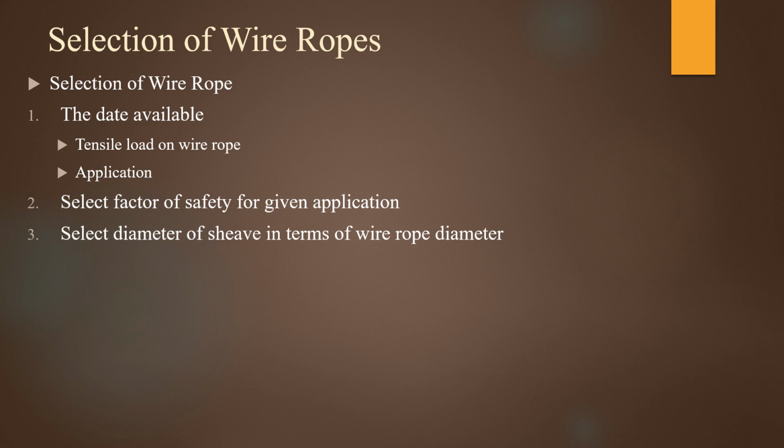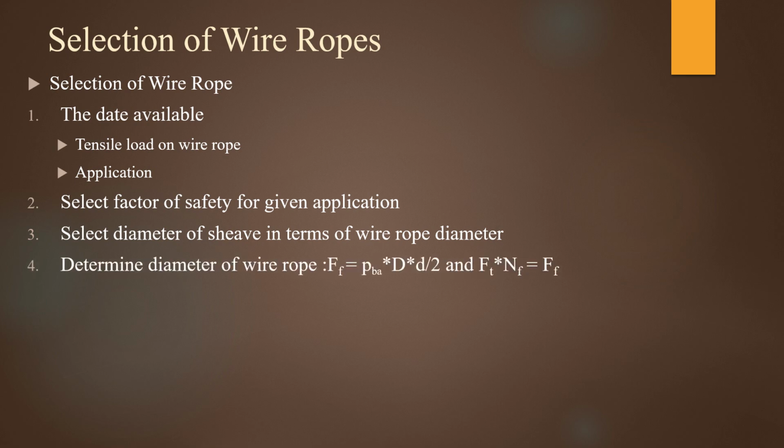Diameter of sheave is denoted by capital D and wire rope diameter is denoted by small d. Fourth step is determine diameter of wire rope. For that, use following two equations: FF is equal to PBA into capital D into small d divided by 2, and FT into NF is equal to FF. Now FT is tensile load, capital D is diameter of sheave, small d is diameter of wire rope, PBA is bearing pressure.